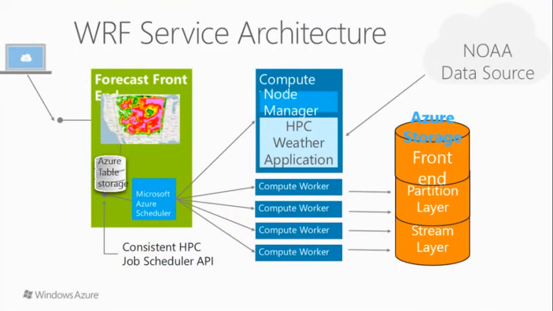As you can see, there's a front end, which is simply a website that is running. And then in the back end, we have some compute worker nodes running the actual simulations. The jobs are submitted through the forecast front end, and then they are run by each of the compute nodes, usually on demand. And I can scale them up and down by simply moving a slider.